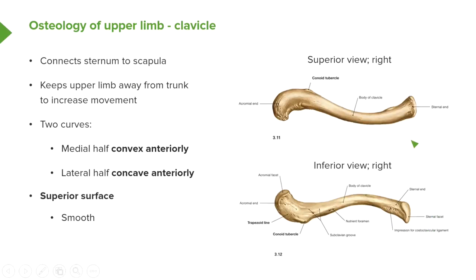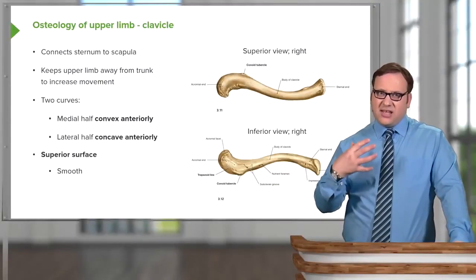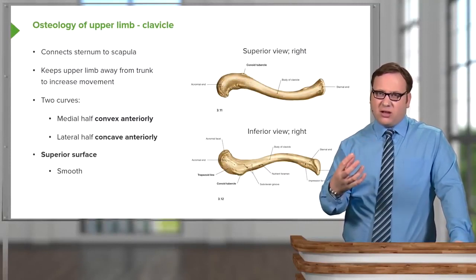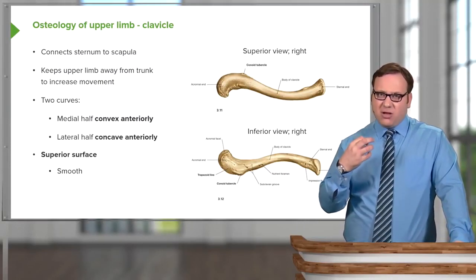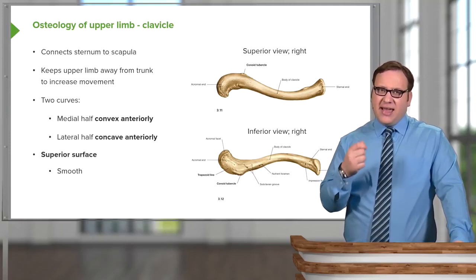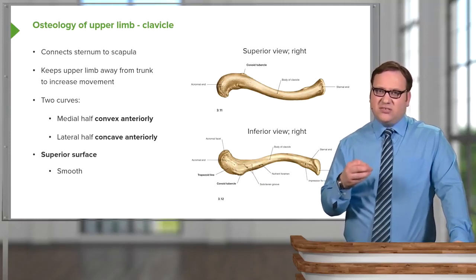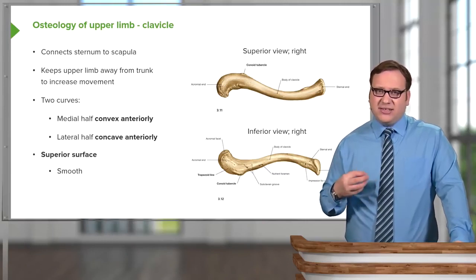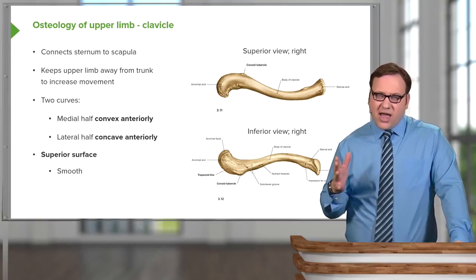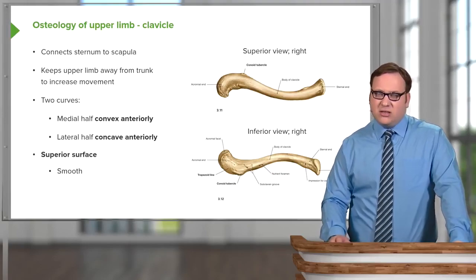As I've said, the clavicle connects the sternum to the scapula. It's important as it keeps the upper limb away from the trunk. So it moves the upper limb away from the trunk, again allowing an increased movement. So there's less chance for the upper limb to hit the chest wall. It's been moved away from the trunk, increasing the movement.